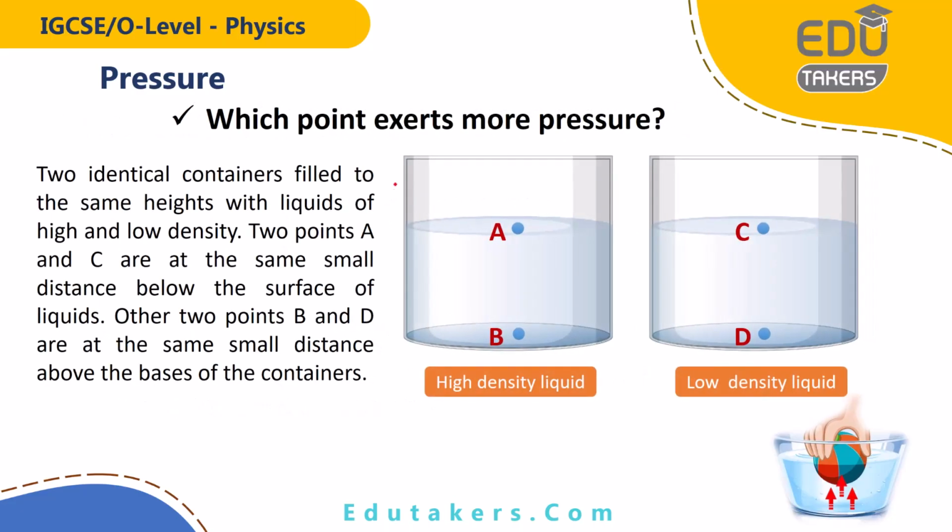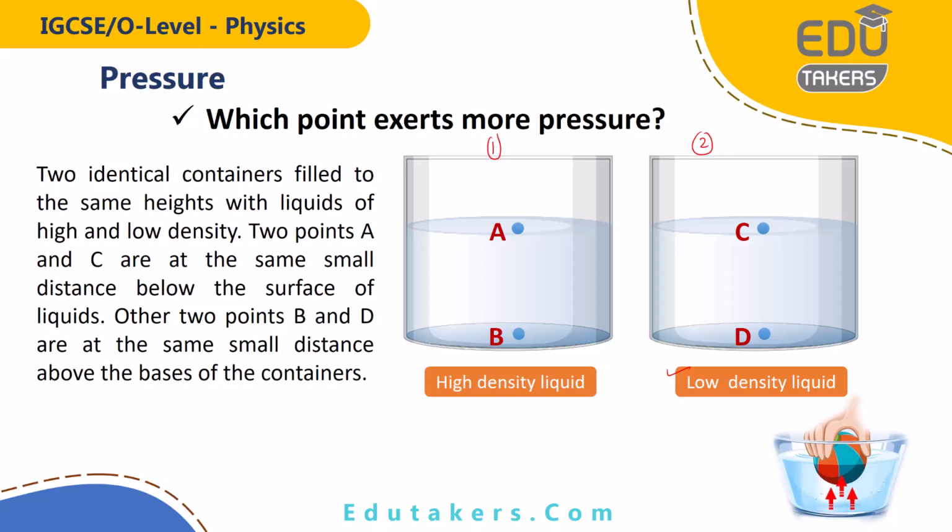Which point exerts more pressure? You can see here there are two containers and different points are shown: A, B, C and D. One thing is given here: a high density liquid and a low density liquid. Both of these liquids have different densities. Container 1 has the high density and for container 2 the density is small.